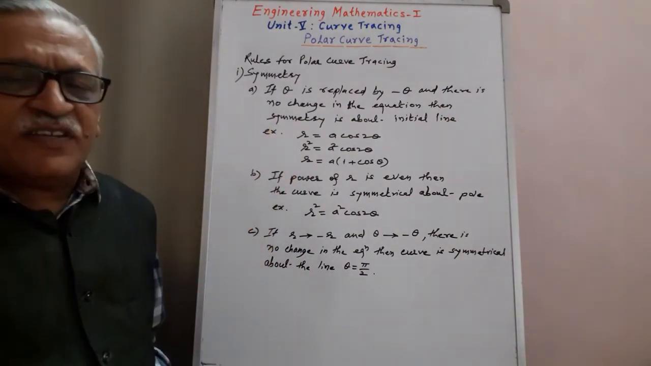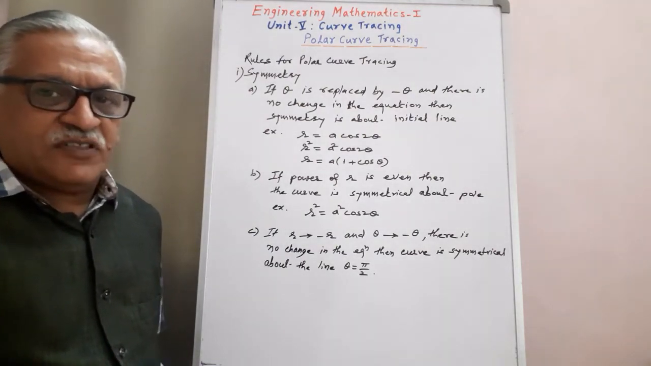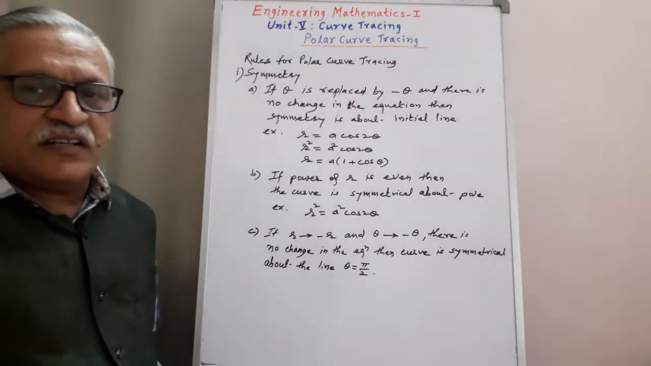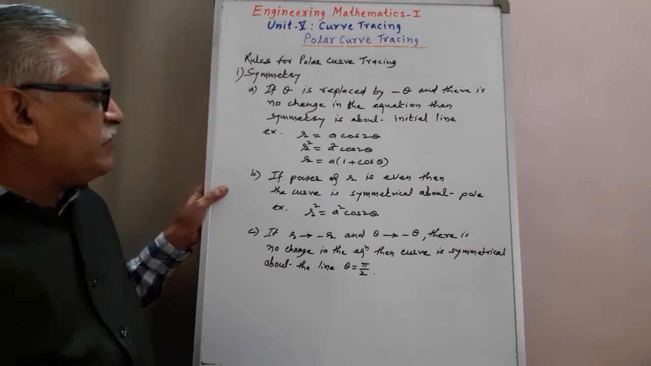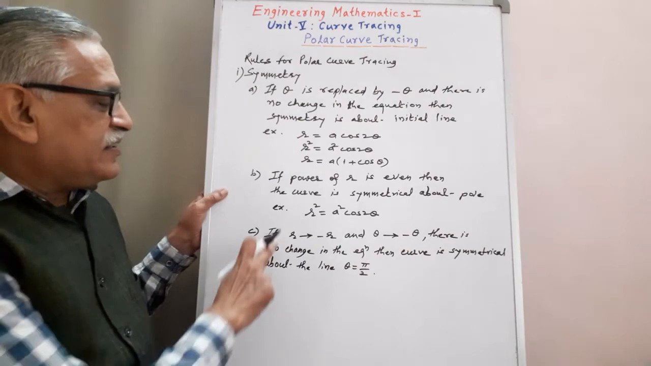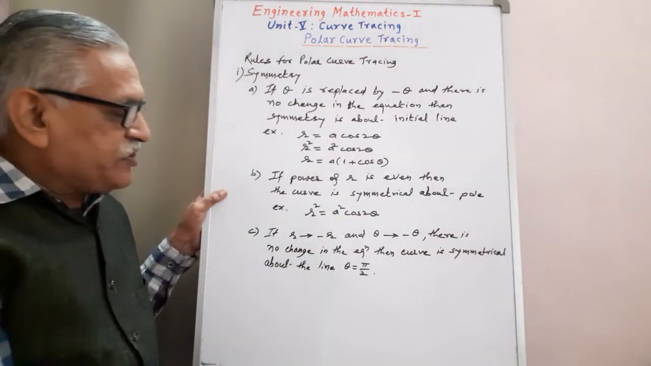Remember a very simple point: whenever an equation is in terms of a cosine term, then that curve is always symmetrical about the initial line. That is the first type of symmetry. Then the second symmetry: if the power of r is even, then that curve is symmetrical about the pole, or about the origin.